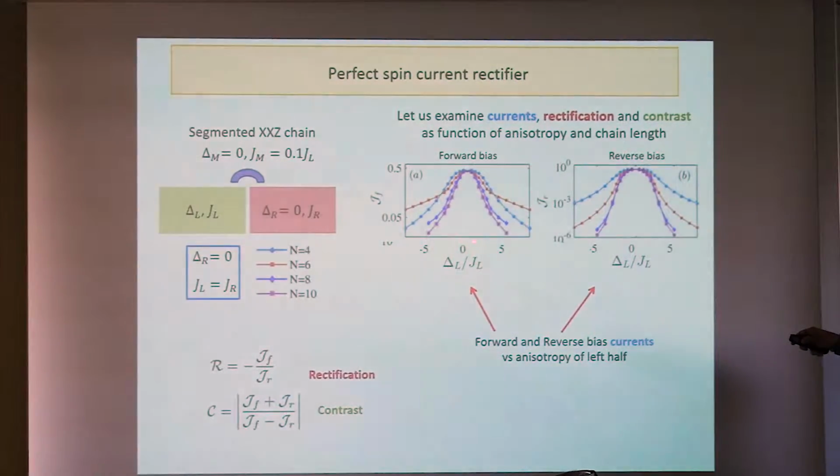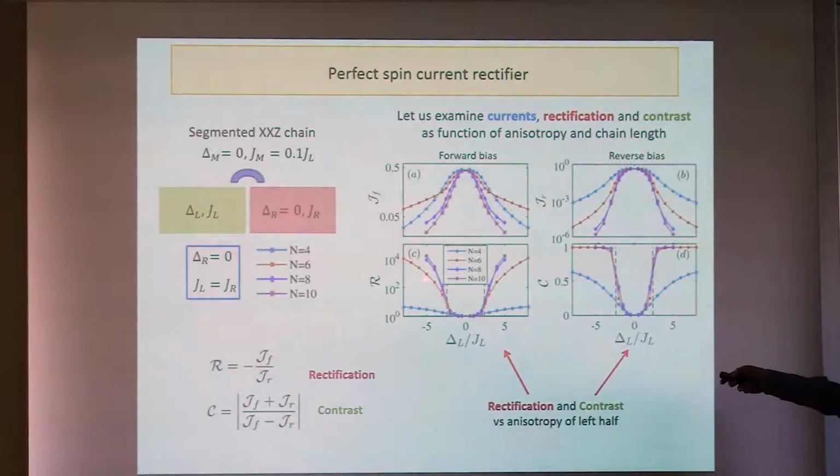And I see that if the interaction increases, the current decreases. But what is even more interesting is that the amount of current that we get in the forward bias is significantly larger than the amount of current that we get in the reverse bias. And this is already very large for systems of just 8 or 10 spins. If you look at the rectification and the contrast, we see the rectification goes up very quickly as you increase the particle number from 4 to 10, from some small number to 10 to the 4, 10 to the 5. And the contrast goes quite sharply from a small value to 1.